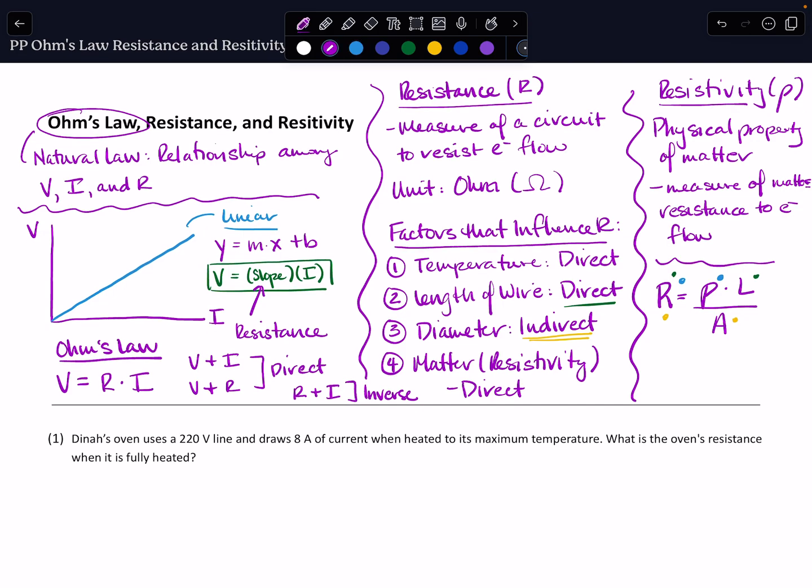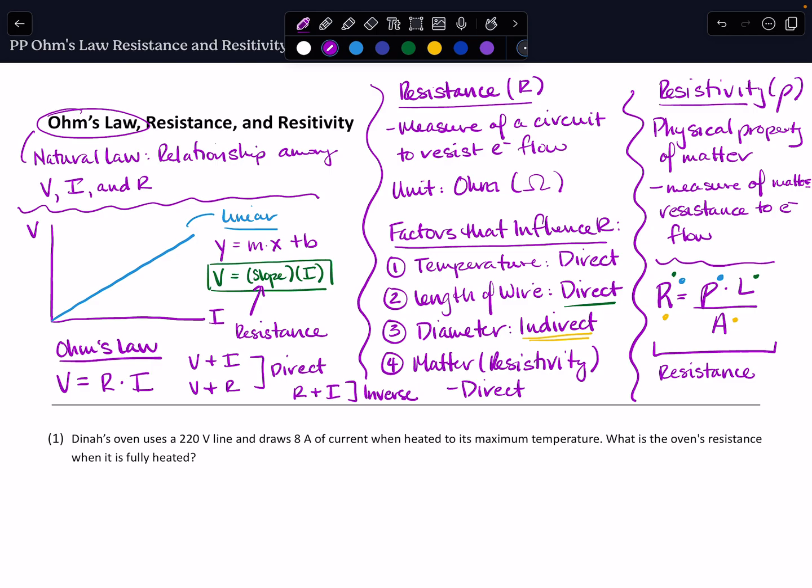So this formula will allow us to calculate resistance. We could also use it to determine resistivity if we had a new alloy or some sort of new material that we were using to build a wire, or we could find the length, or we could find the area or the diameter of that particular wire. So it's very useful.